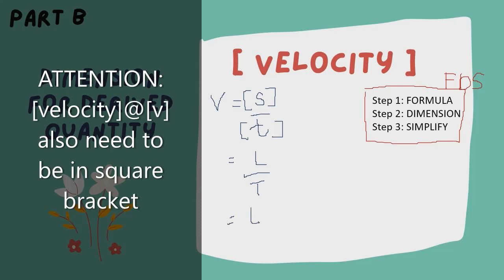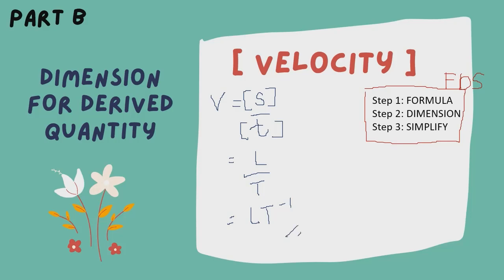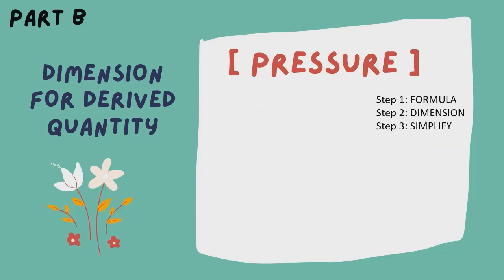Therefore, simplify or write down it properly, which is LT negative 1. T we bring up, you get LT negative 1. Okay, so this is dimension. Okay, so remember FDS. Let's look at another example.